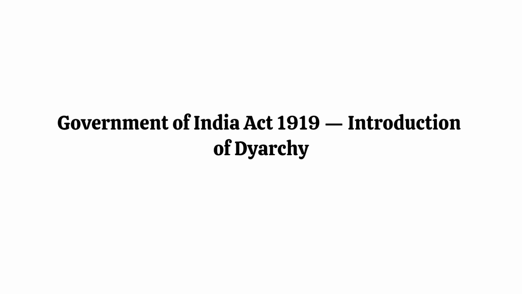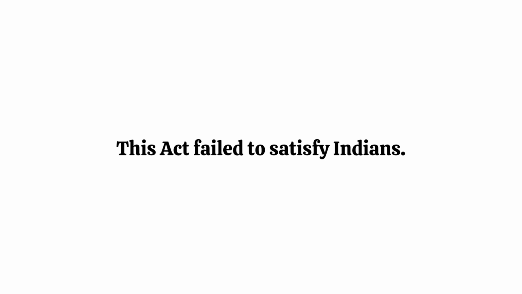Government of India Act 1919, Introduction of Diarchy. This act introduced diarchy in provinces. Diarchy means dual government. Subjects were divided into two categories: reserved subjects controlled by British, police, finance, revenue; transferred subjects controlled by Indians, education, health, agriculture. Problem with diarchy: Indians had no real power. British controlled important subjects. This act failed to satisfy Indians.